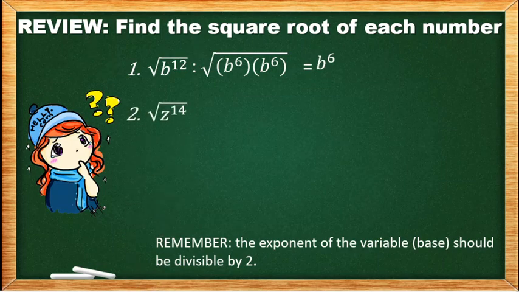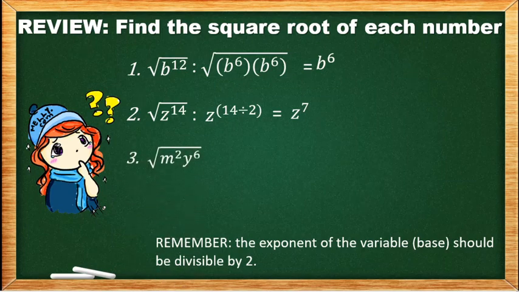Square root of z raised to 14. Ito ang shortcut method din. Kumbaga, pinakamadali. Tingnan nyo kung anong ginawa lang sa exponent. Dinivide sa 2. 14 divided by 2, the answer is 7. That's why z raised to 7. Therefore, the square root of z raised to 14 is equal to z raised to 7.